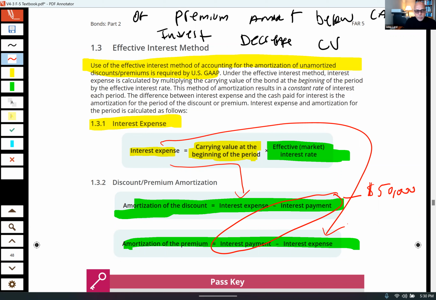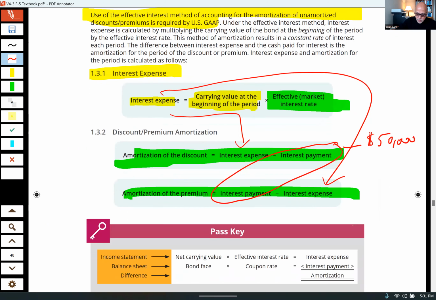And then if the problem were to ask you, well, what's the carrying value of the bond after you've amortized the discount or premium using the effective interest, that's the same as straight line. If it is discount amortization, it's going to increase the carrying value. If it's premium amortization, it's going to decrease the carrying value. That part doesn't change between straight line and the effective interest method.